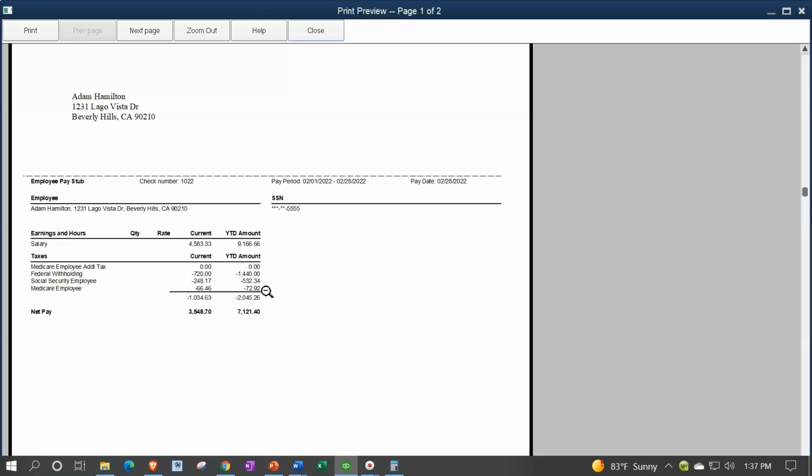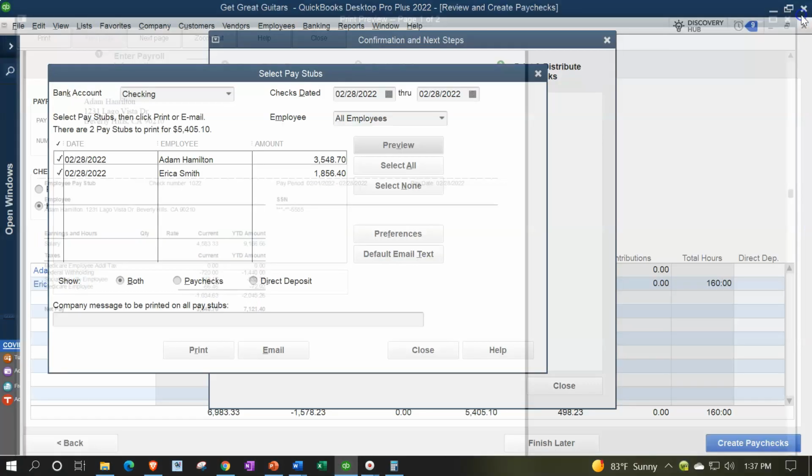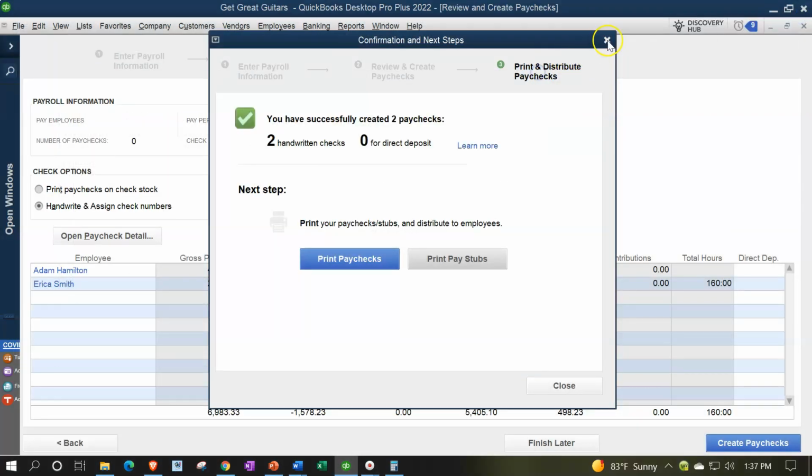And then you've got the caps that are going to be involved. And if you get into different types of benefits and whatnot, it gets quite complex fairly quickly. So let's close this back out.